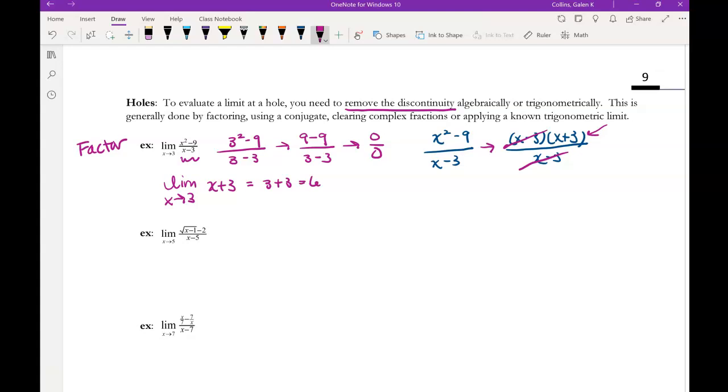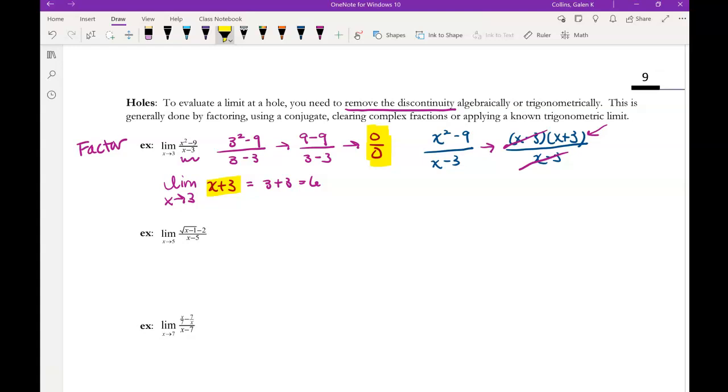So the function x plus 3 is not the same as our original function, because our original function has a discontinuity at x equals 3, and the type of discontinuity is a hole. And again, the way we know that is that when we plugged in 3, we got 0 over 0. That is always indicative of a hole in the graph. So the other function that we evaluated, x plus 3, is going to behave exactly like our original function, except it doesn't have a hole in the graph. All right, so that was our example with factoring.